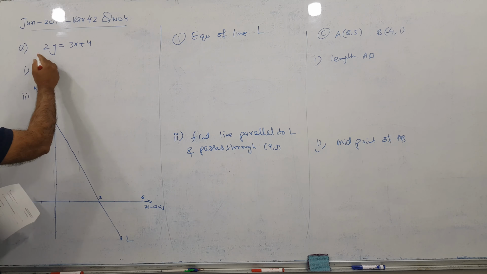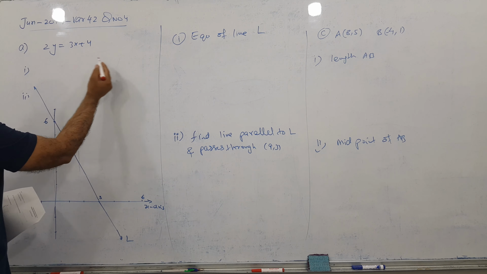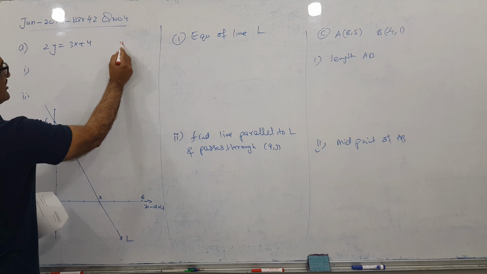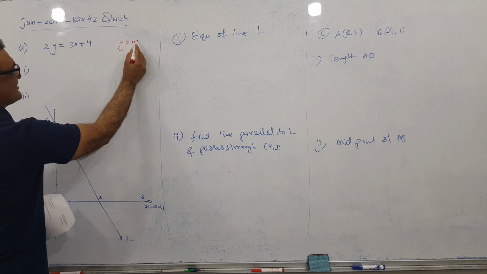He said find the gradient, and whenever we want to find a gradient, we have one simple method: convert to this form: y equal to mx plus c. Make sure of one thing here: I need +1, I need the coefficient of y to be +1. So do we have a +1? No. So divide by 2. So 3 by 2 separate and 4 by 2 separate become this.